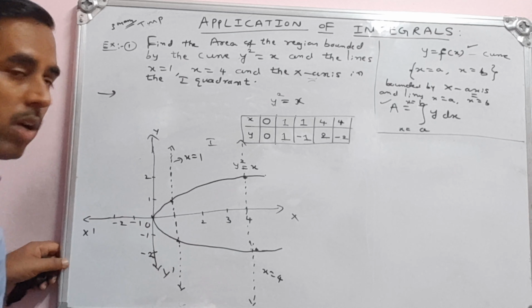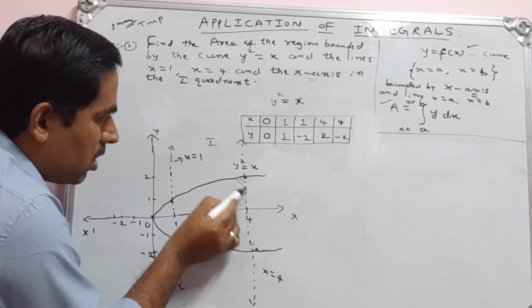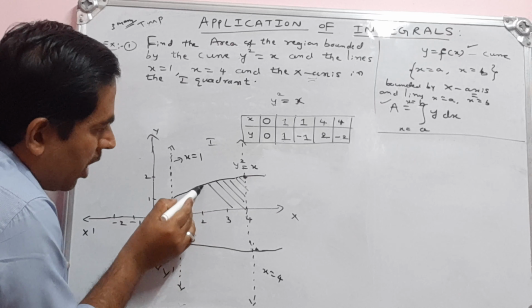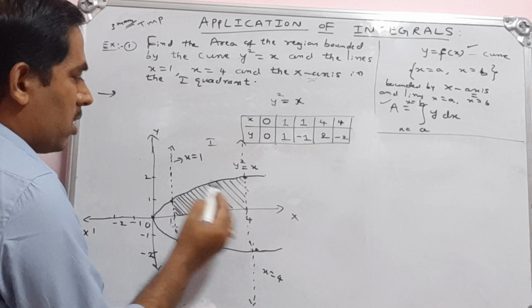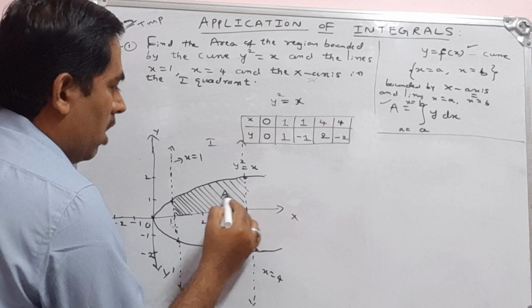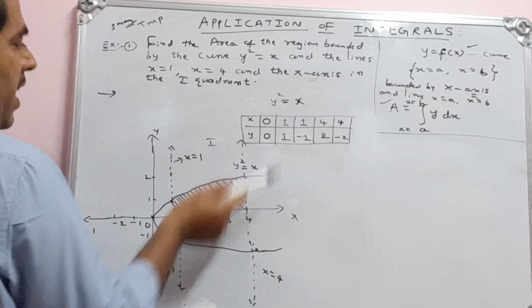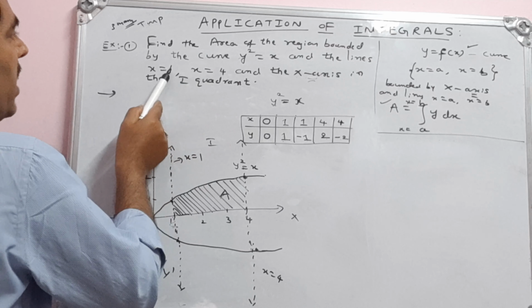This is the first quadrant. We have to find the area bounded by the x-axis and the lines x is equal to 1 to x is equal to 4 in the first quadrant, which means we have to take only this, and we don't have to consider all this. We take only the first quadrant because they told us to find the area in the first quadrant. I will shade this area. So this is the required area, bounded by the x-axis, the lines x is equal to 1, x is equal to 4, and the curve.